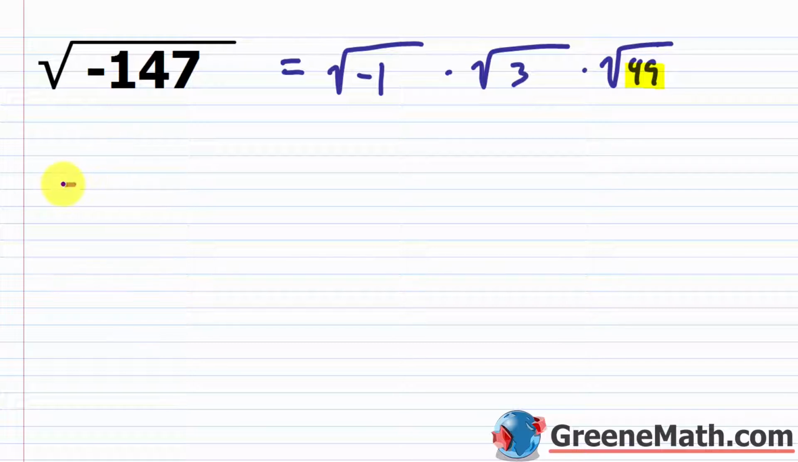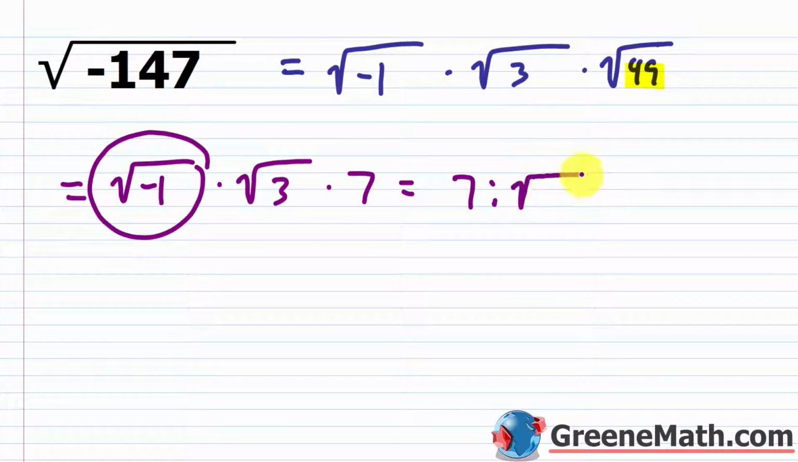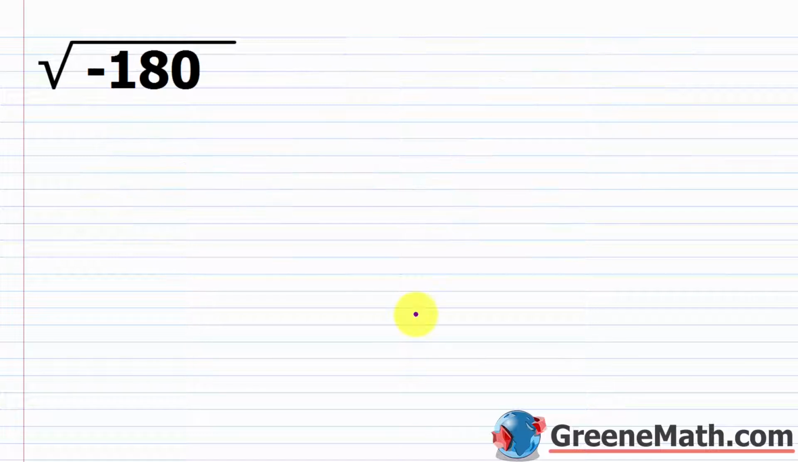So what I can do here is say that this is equal to square root of -1 times square root of 3, okay? Then times 7. Now this guy right here I can always replace with i. So really I'll end up with just saying that I have 7i, times the square root of 3. So this would be our simplified answer for this square root of -147. Again, 7i times the square root of 3. All right, another similar problem, we have the square root of -180. So for this guy, if I think about 180, I would factor this.